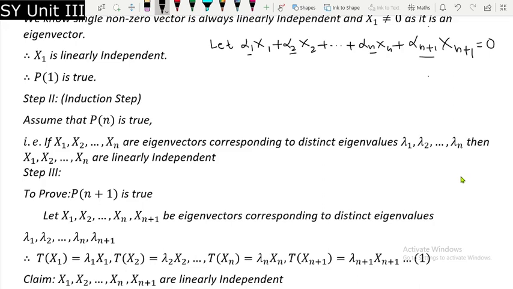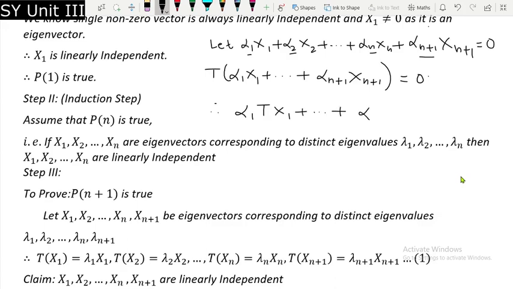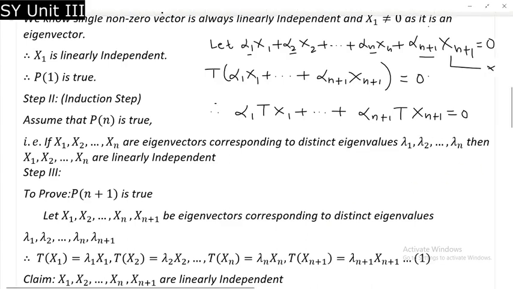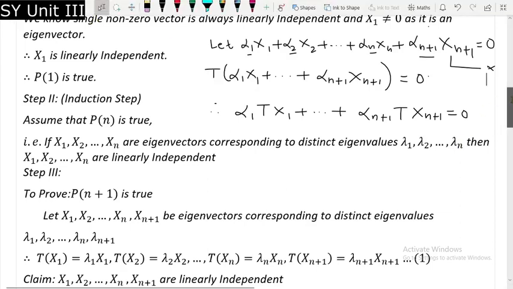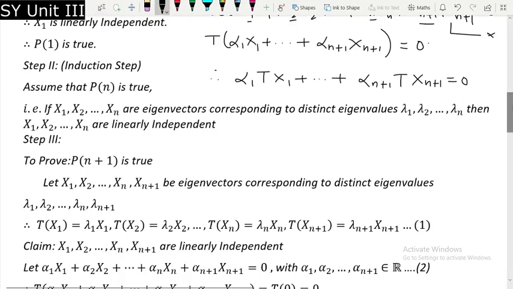Now I am going to apply T on both sides. So if I apply T on both sides, what I will get? T of alpha 1 x1 plus so on plus alpha (n+1) x(n+1) will be equal to T of 0, which is 0. Now since T is a linear transformation, this is same as alpha 1 T of x1 plus so on plus alpha (n+1) T of x(n+1) will be equal to 0. Whatever this equation is, I am going to call it as some star, I guess. Let me see what I have called it over here. Yeah, 2. Okay, so this is my equation 2.